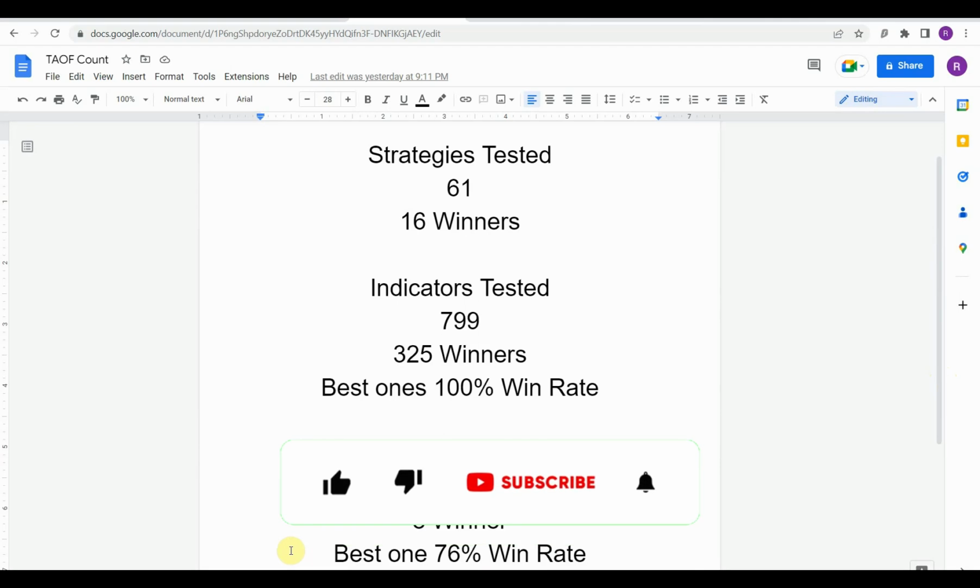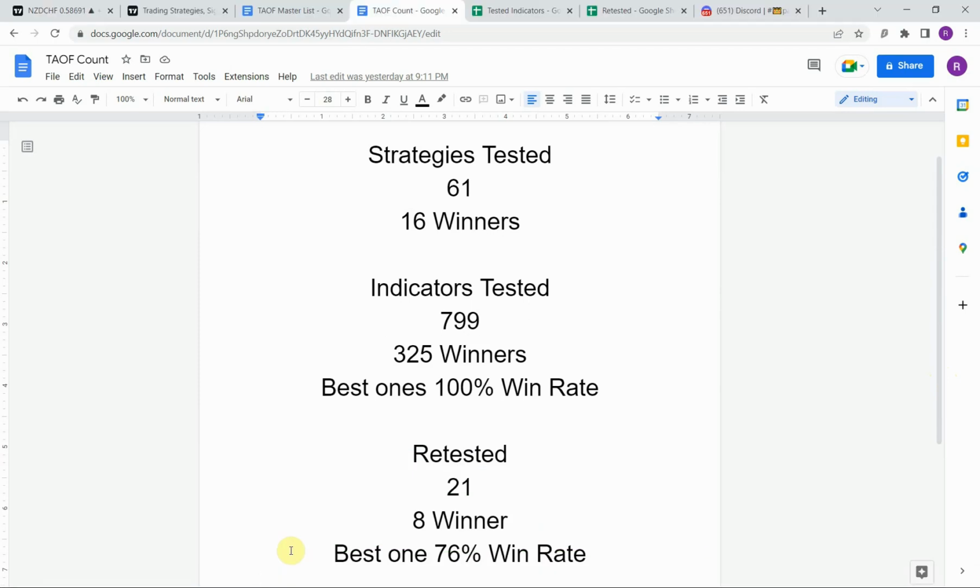Now you need to go back and watch those videos to understand the context of how they were able to achieve that. So go back and watch those videos and see what you can get out of those winning indicators. We've also retested in the advanced testing 21 of the winning indicators. 8 of them have been able to maintain the winning status, the best one a 76% win rate. Keep in mind that we test most of the strategies and indicators on the Forex and crypto market, but they can be applied to just about any market and time frame universally.